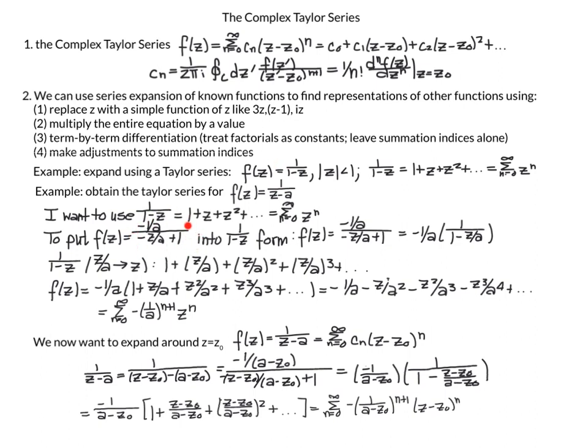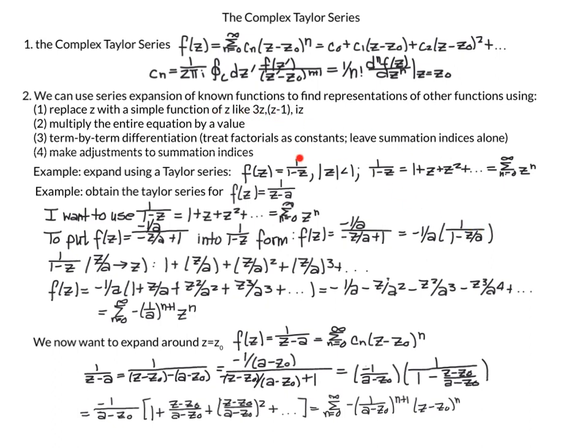Once we have this form, we're very close, but because we need a 1 on top, we need to factor out the minus 1 over a, which I've done over here. And now I have minus 1 over a times 1 over 1 minus z over a. And then this is where this step here comes. Replace z with a simple function of z.